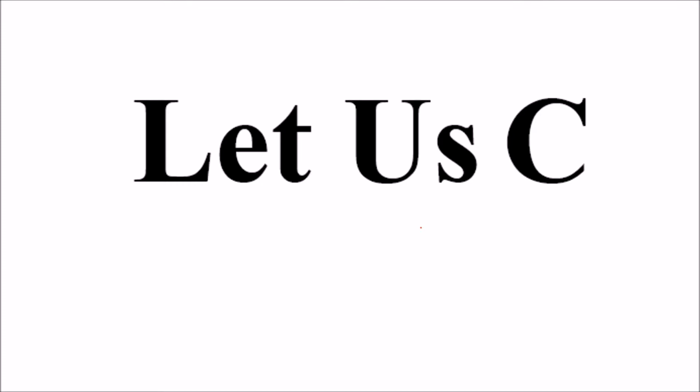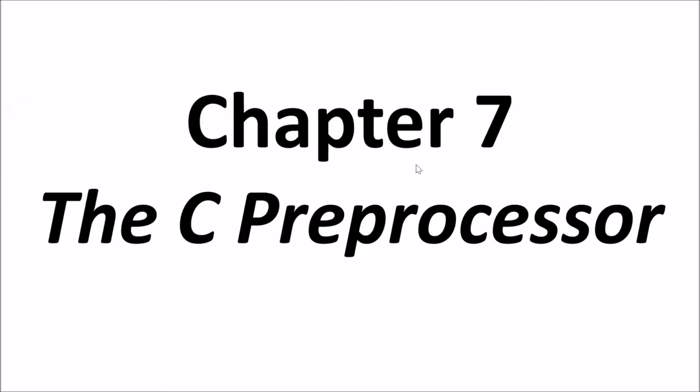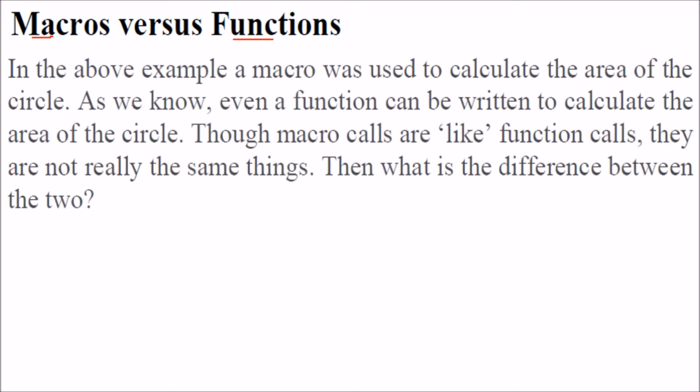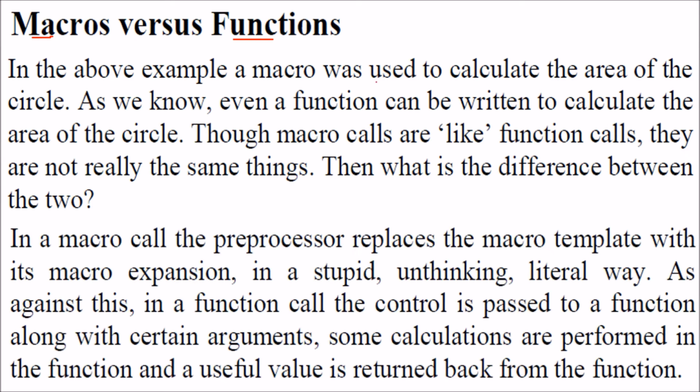We are taking letter C, and this is chapter number 7, the C preprocessor. Macros versus function. Macros and function, the key idea is the same, but the way they are taken care of in C, or by the compiler, is different. First of all, they are like functions, but there are some differences.